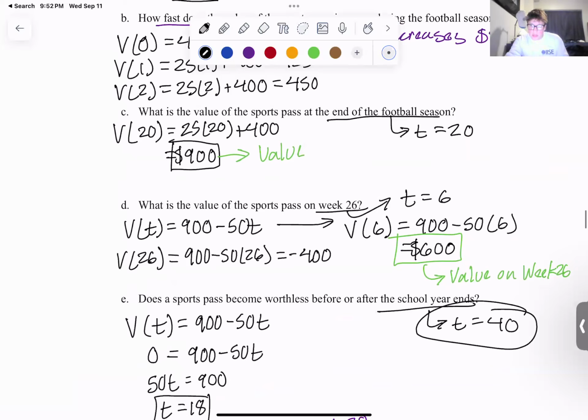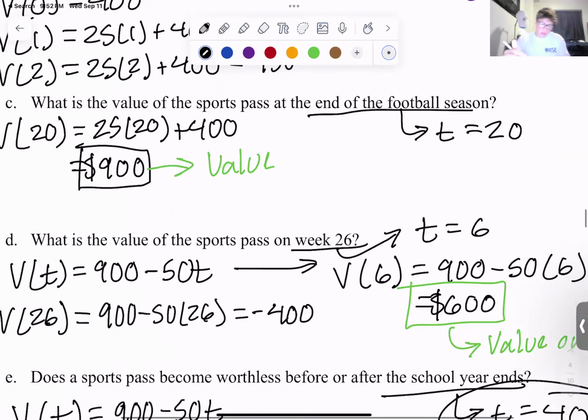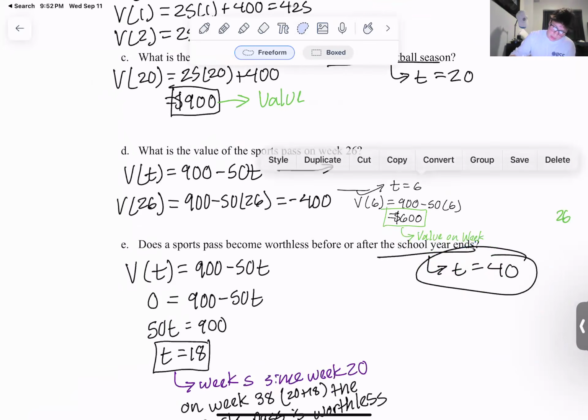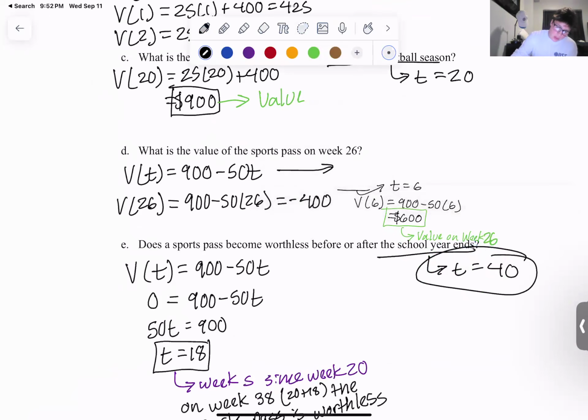Viridiana asks, can you demonstrate again how you got 6? So remember, this function, t is in weeks after week 20. So the t value that we use for that function is going to be how many weeks have passed since week 20. So on week 26, 6 weeks have passed since week 20. So the t that we're going to use is t equals 6. And then we plug that into the function and we get our value.